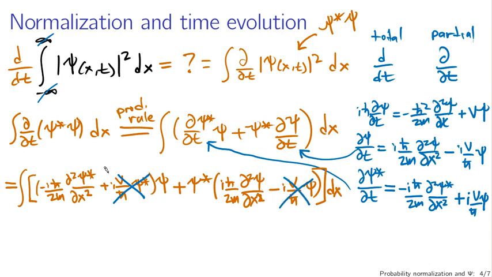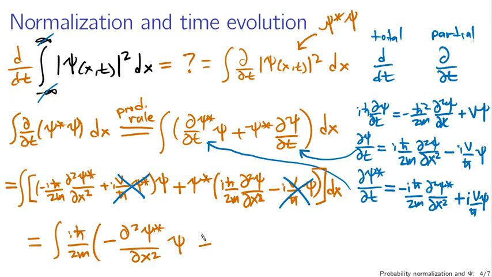What we're left with, then, to rewrite things, both of the terms that remain have this minus i h bar over 2m out front. So we're going to have equals i h bar over 2m. And here, I have a minus second partial derivative of psi star with respect to x times psi. And here I have plus psi star times the corresponding second partial of psi with respect to x. And this is integrated dx. Is that all right? Yes.